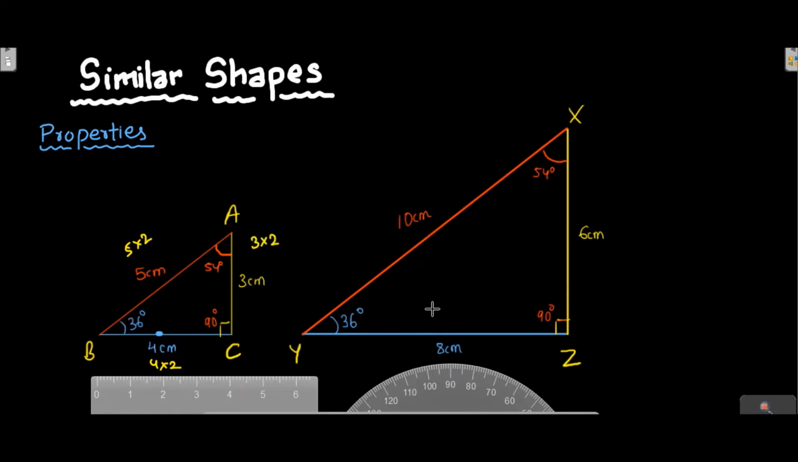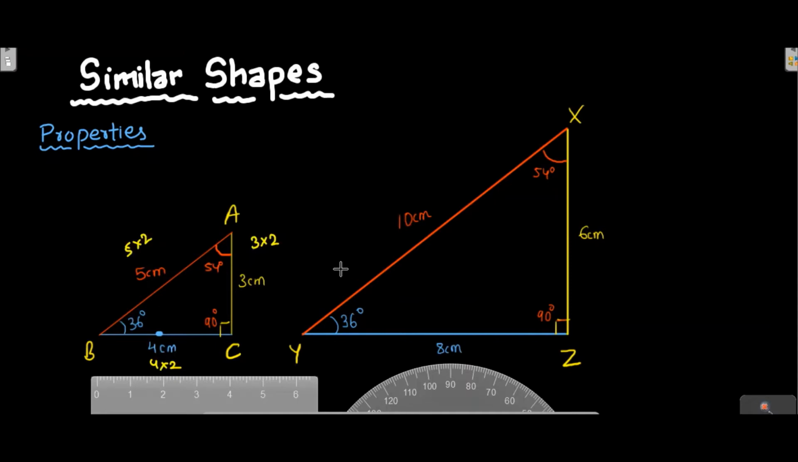So overall, what we can understand is that the small triangle doubled gives the big triangle. It can be double, it can be 3 times, 4 times, or 5 times. Whenever you see the other shape is 2 times, 3 times, 4 times or 5 times the first, then we can say they are similar.